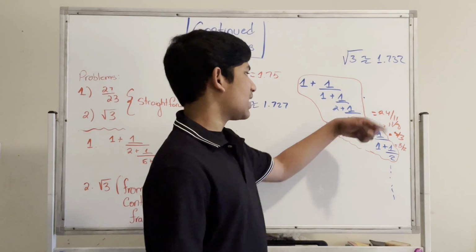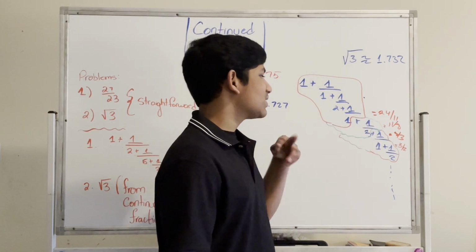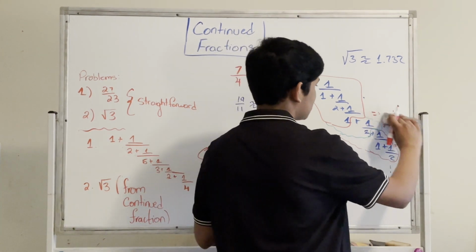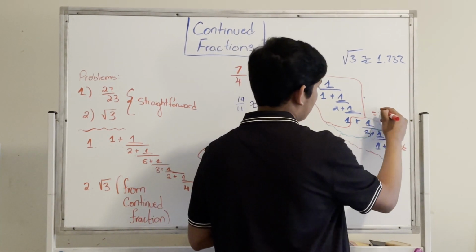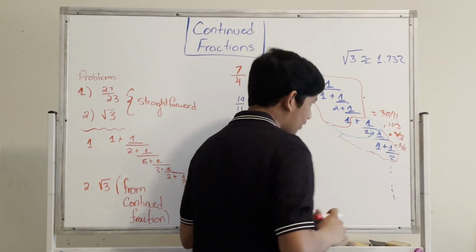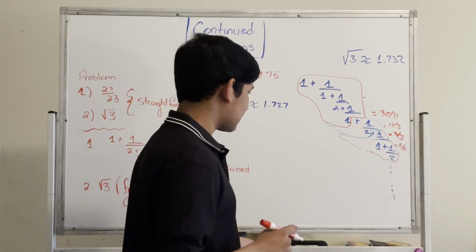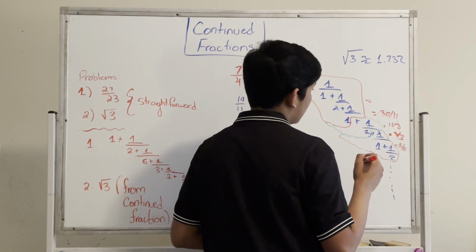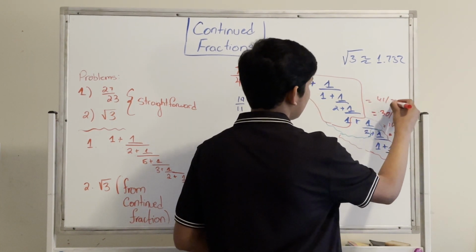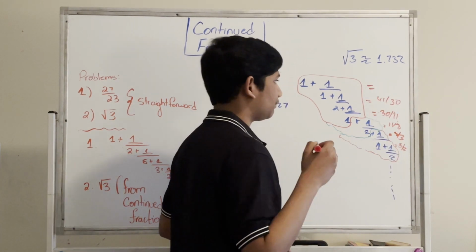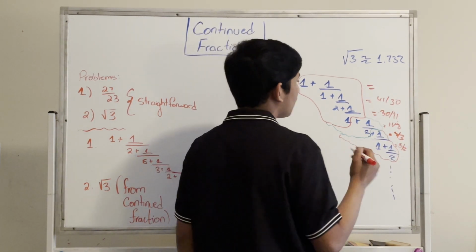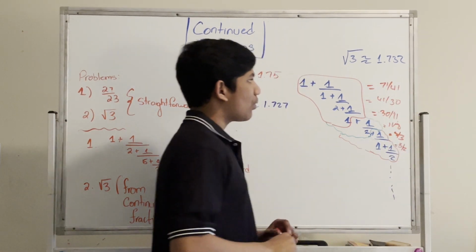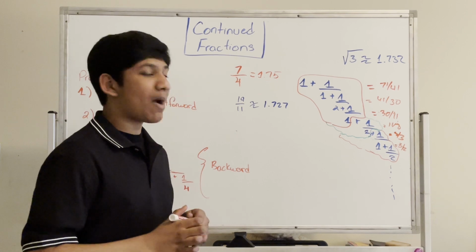Because this is 11 eighths, next we have to take the reciprocal. That's 8 elevenths plus 22 over 11. That's going to be 30 over 11. Okay, that's going to be 30 over 11, and that's 11 over 30 plus 30 over 30, that's going to be 41 over 30. Now, 30 over 41 plus 41 over 41, that's going to be 71 over 41. So we get 71 over 41 as our approximation.